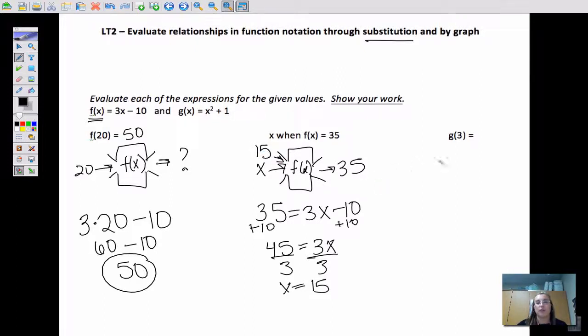And then g of 3 is just putting a 3 into my function of g, a different function, g, and that will give me g of 3 equals 10.